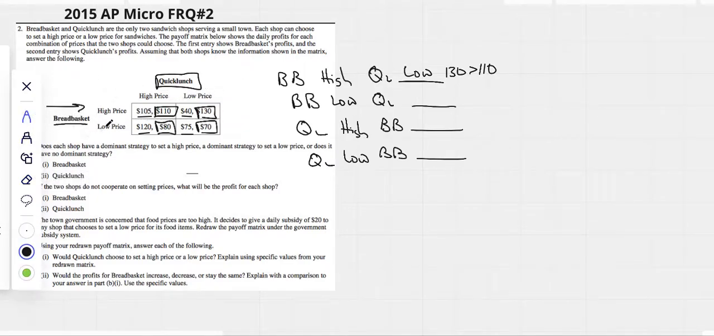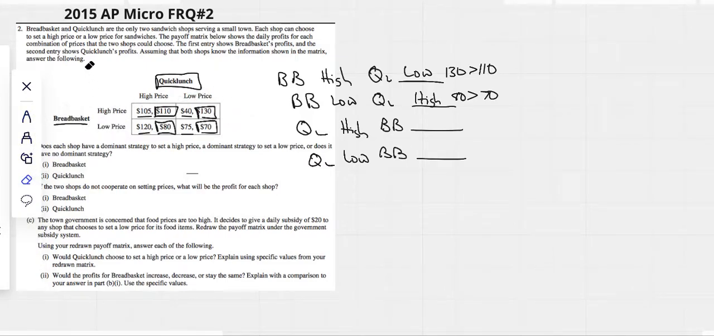Now let's say that Breadbasket decides to go low. We're in these two quadrants here for Breadbasket. Quick Lunch, again, only has two choices. It can go high and it can go low. Obviously, it would rather have 80 than 70, so Quick Lunch will go high. And if we had to explain it, we just say 80 is greater than 70. Perfectly good explanation there. All right, let's get rid of those.